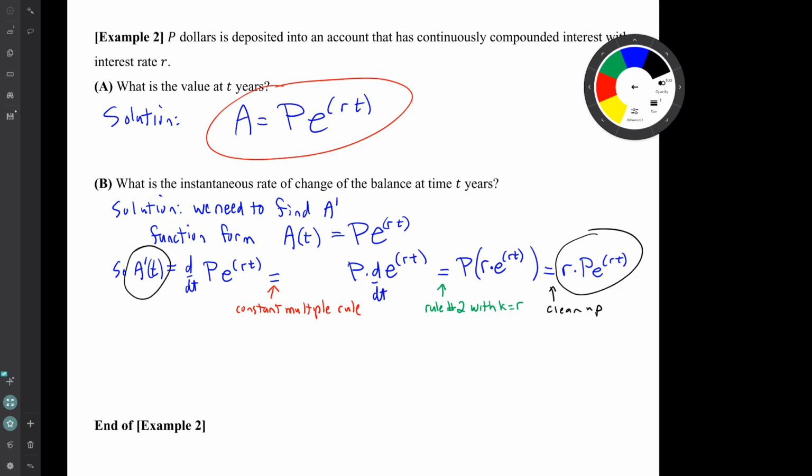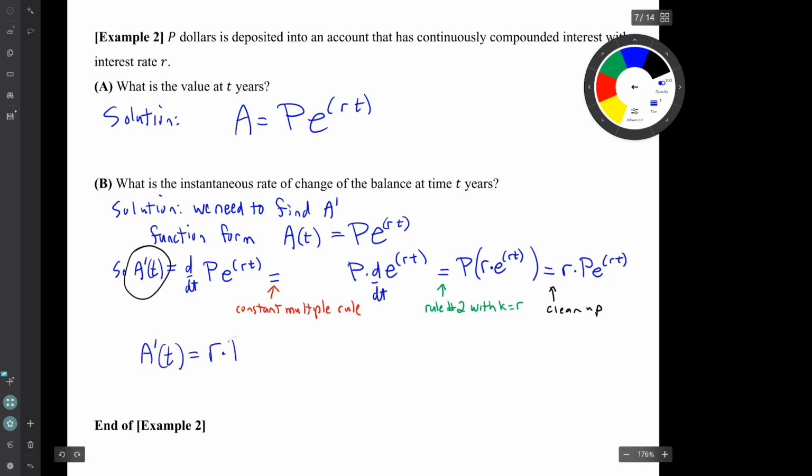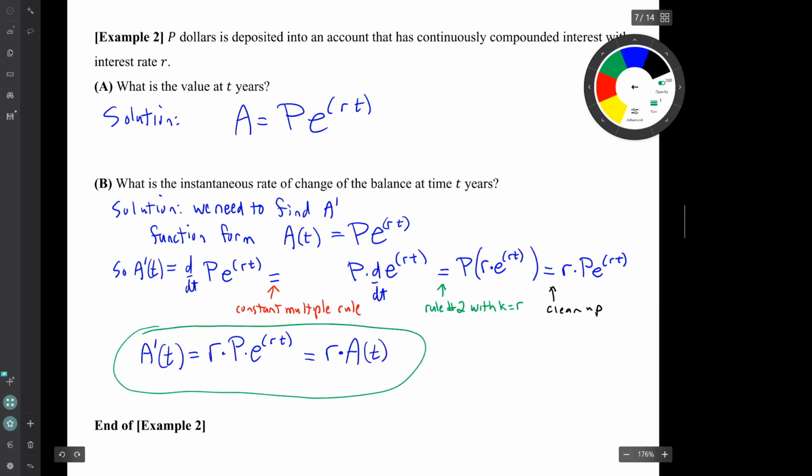Hey, that's kind of interesting though, because notice that in that final formula, we have the expression for capital A. So let's clean this up some more. Let's do one more step. So the final result is that capital A prime of t is this expression, but that could be thought of as little r times capital A of t. That's the end of example 2.